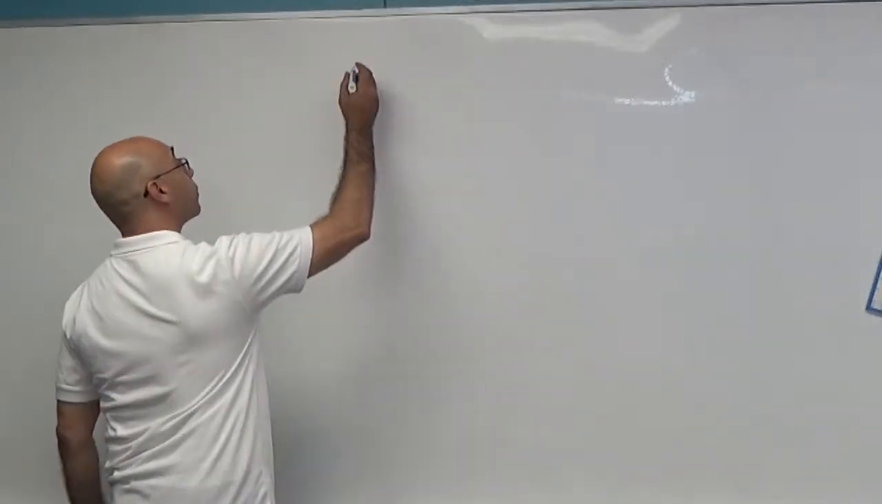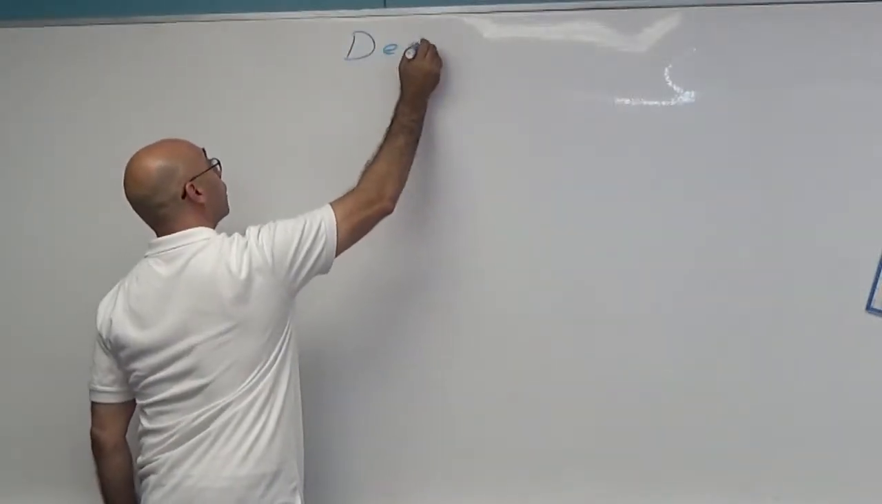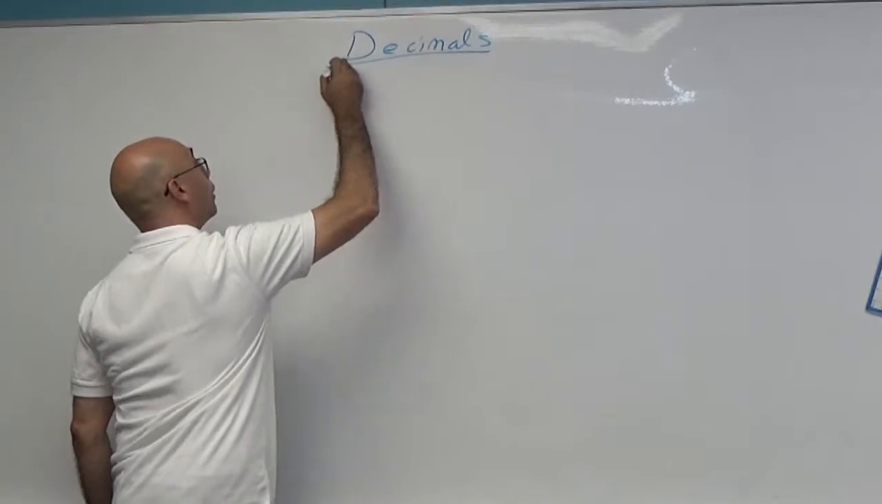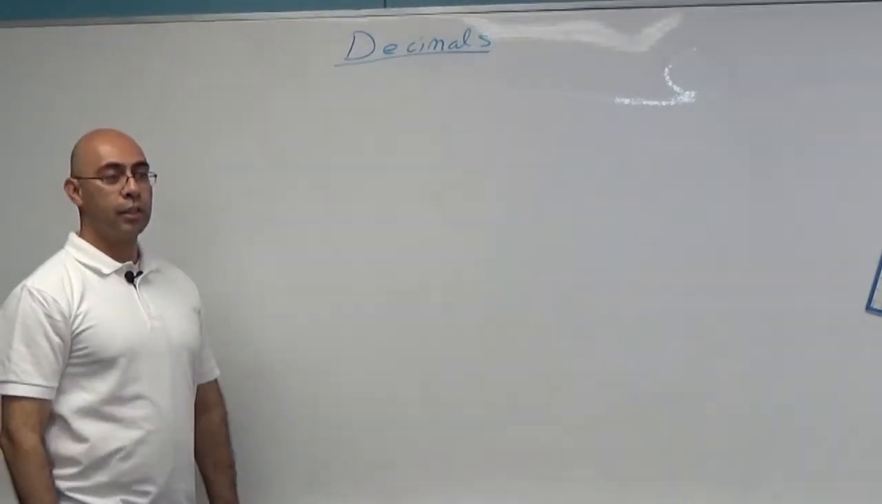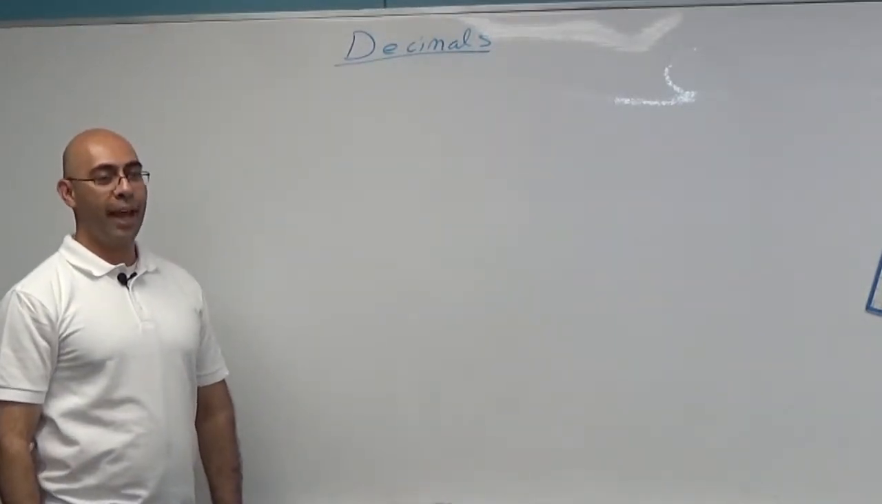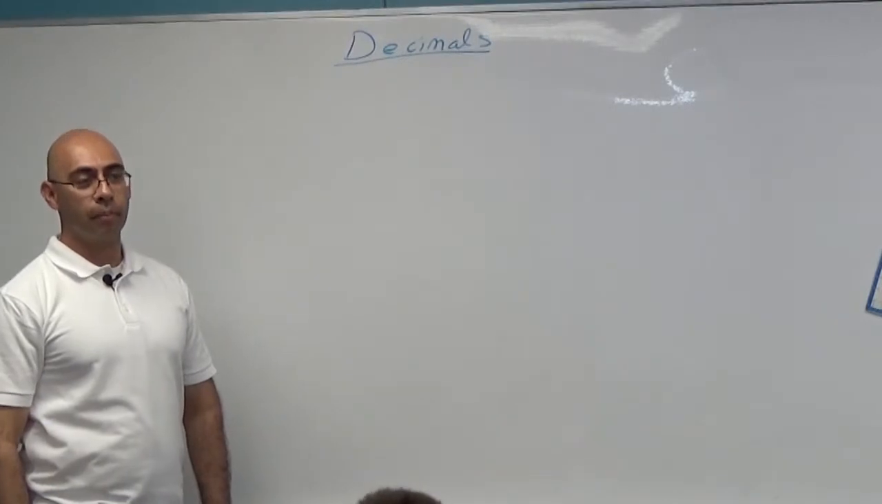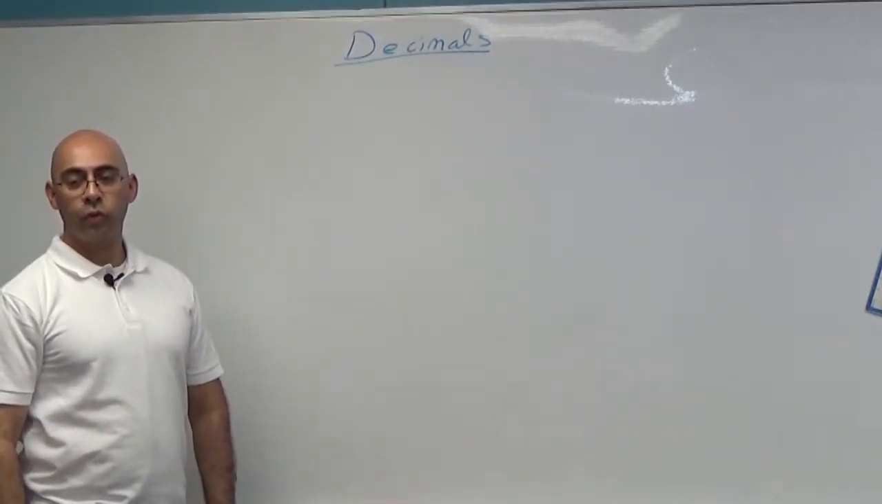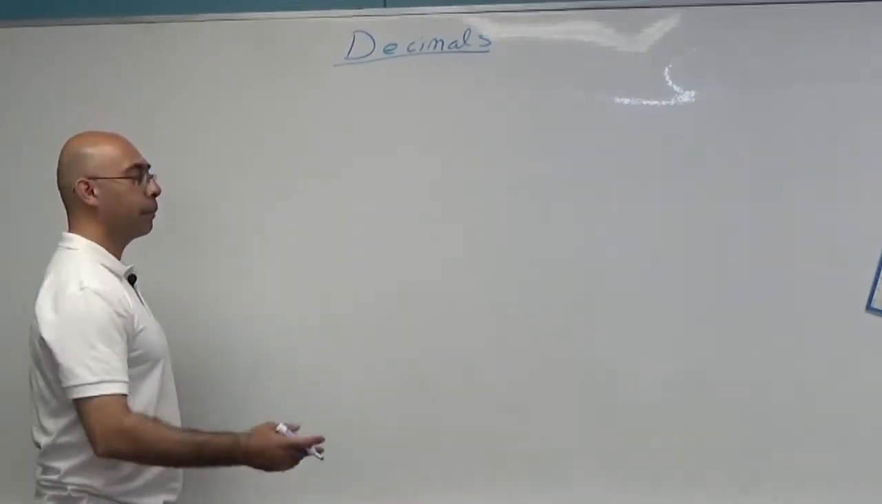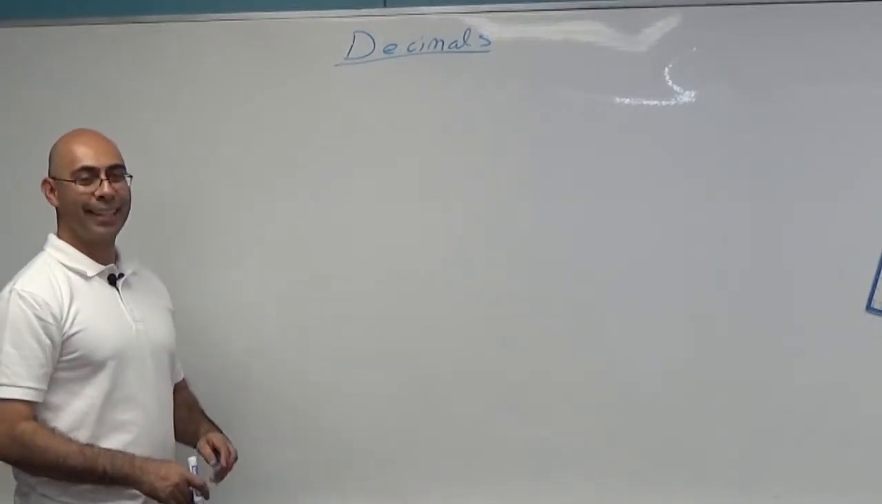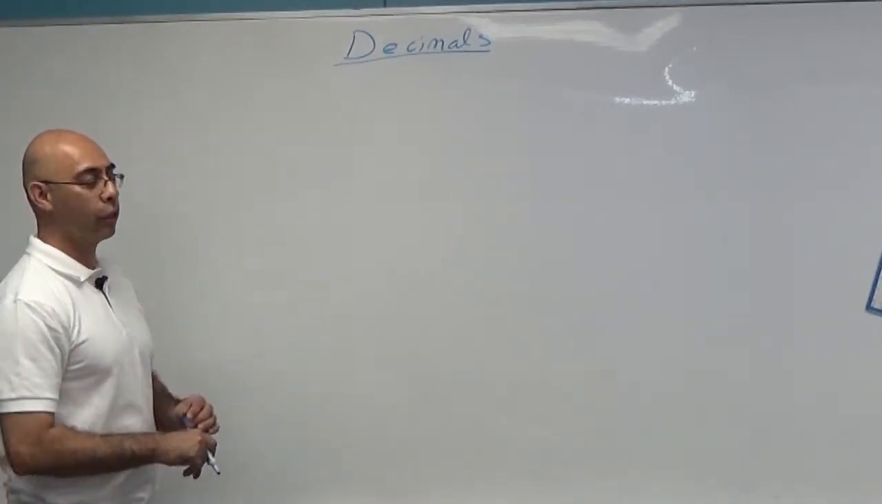We're going to go over decimals. We're just going to go over decimals, and we're going to add, subtract, multiply, and divide them. It's very, very simple. I'm not going to go into the technicality of it. I just want you to take a look at this problem.